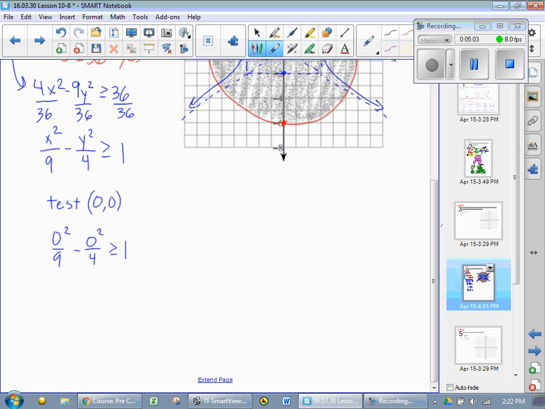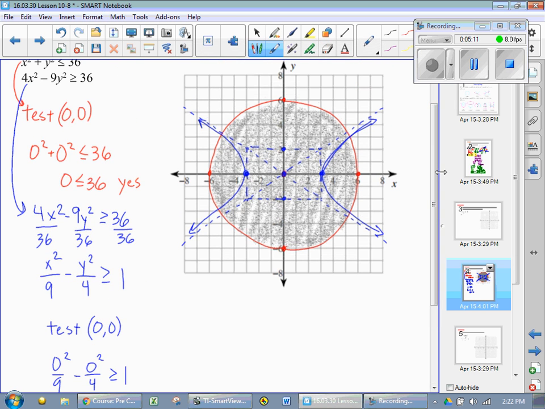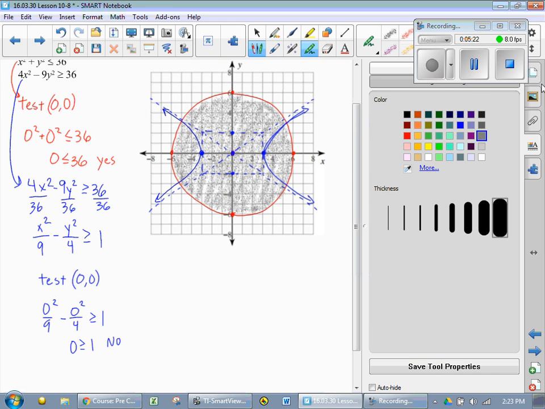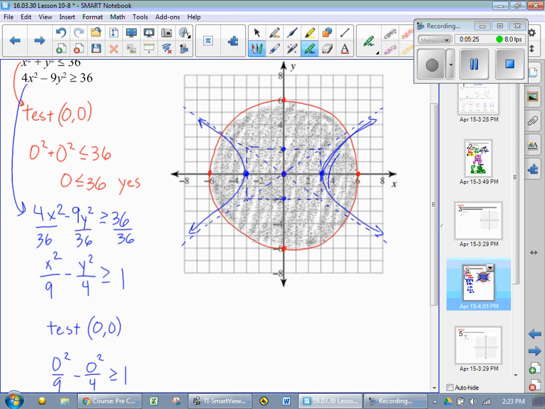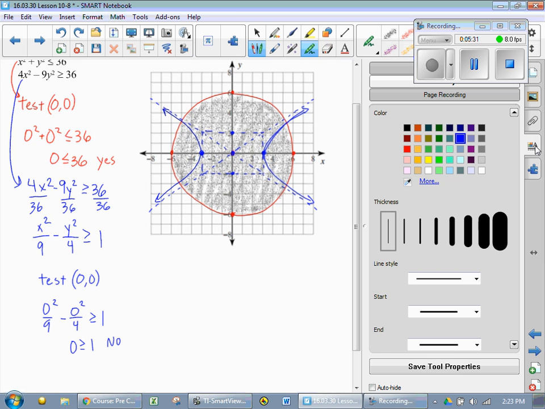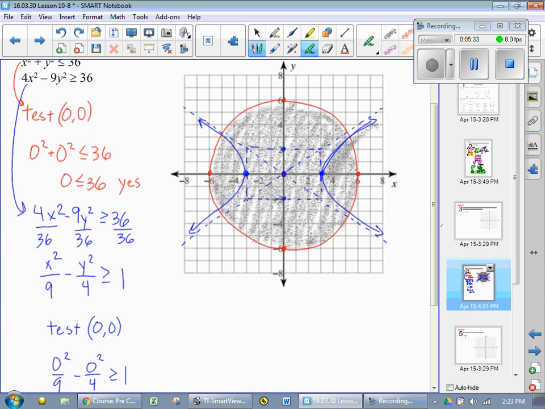And that's 0 minus 0, which is 0. And is 0 greater than or equal to 1? No, it is not. That means my shading should not include the region that has 0, 0. Which means I'm going to shade over here and over here. There we go. So I shade that region over there. And this region over here.